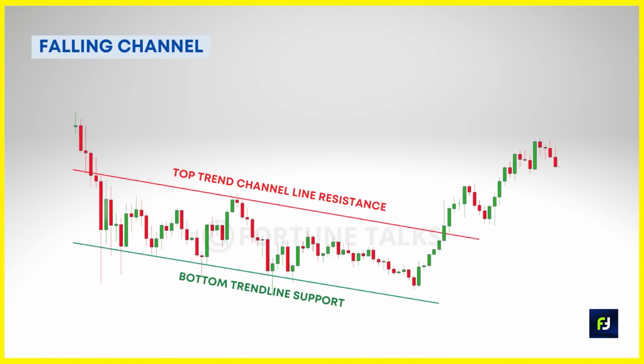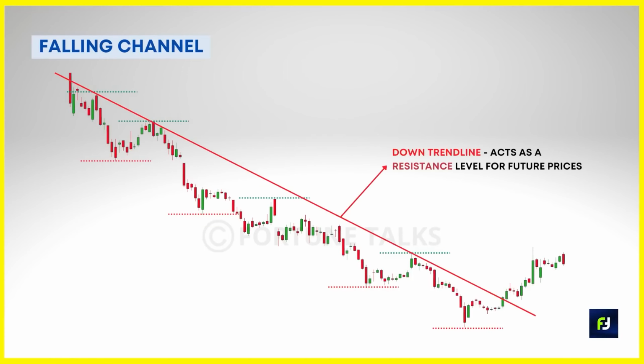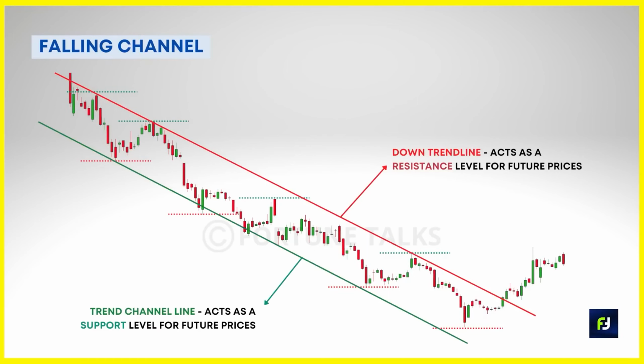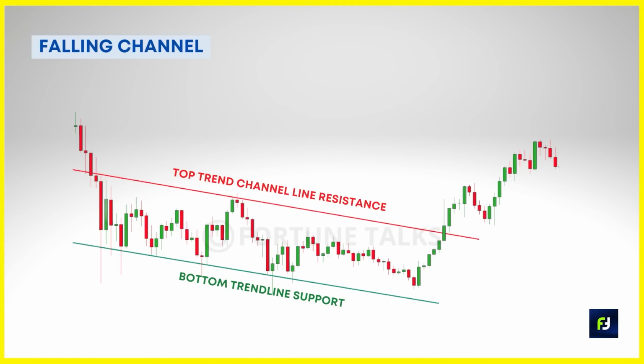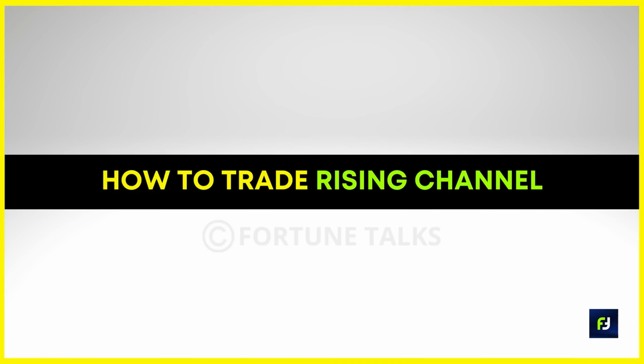Let's now talk about the falling channel pattern. The existing trend is a downtrend with lower highs and lower lows. By connecting all the lower highs together, you will get a downtrend line which will act as a resistance level for the future price movements. On the other hand, if you connect all the lower lows, you will get a trend channel line which will function as a support level for prices. Also keep in mind that the slopes of both these lines should be almost equal, or in simple terms, the lines should be parallel.